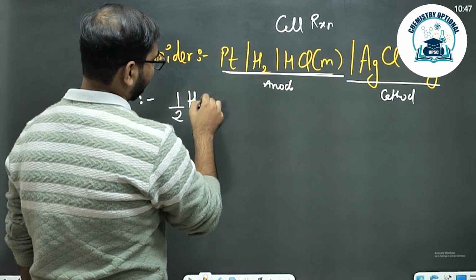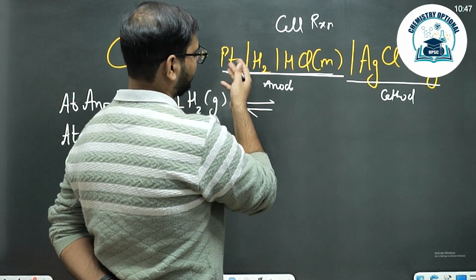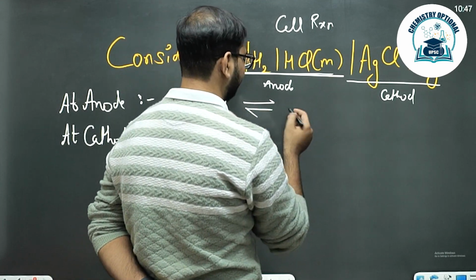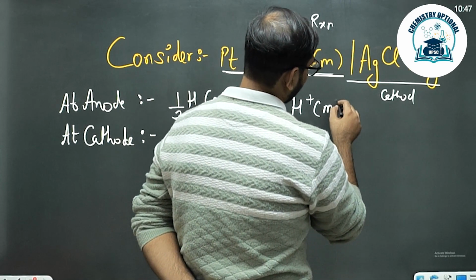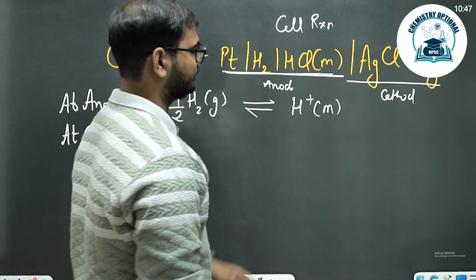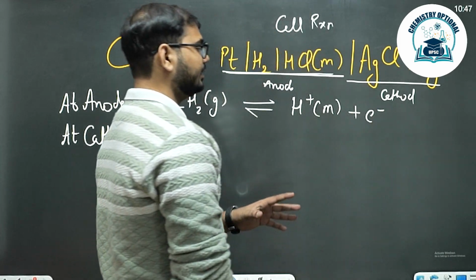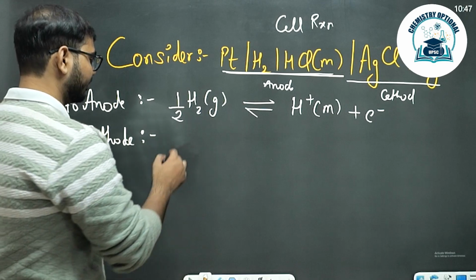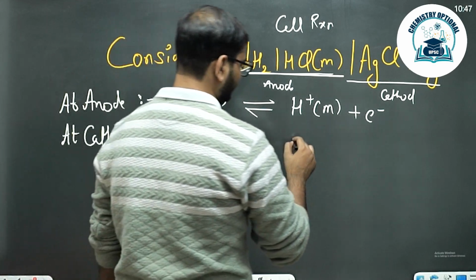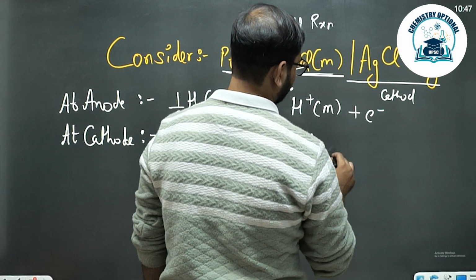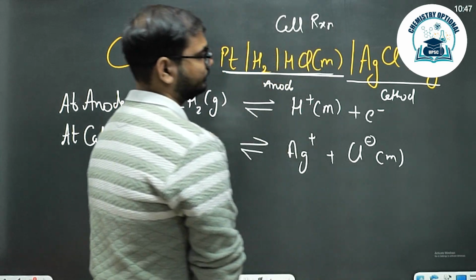the H2 gas that is injected will decompose on the platinum electrode and convert to H plus ion with some molar concentration, adding it to the solution and removing one electron. Now always remember, for insoluble salts you can never write this kind of decomposition reaction, going to Ag plus and providing Cl minus with some concentration M. You cannot do that. Why?